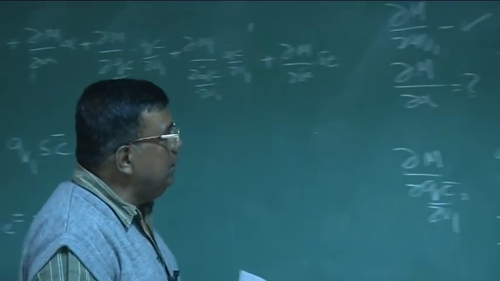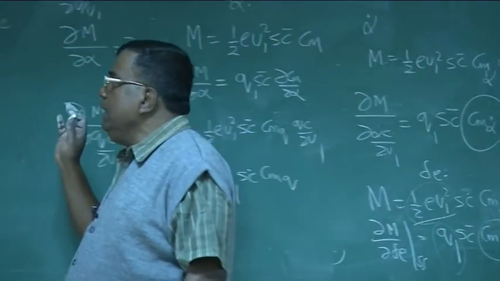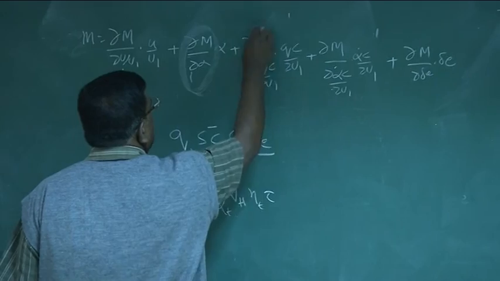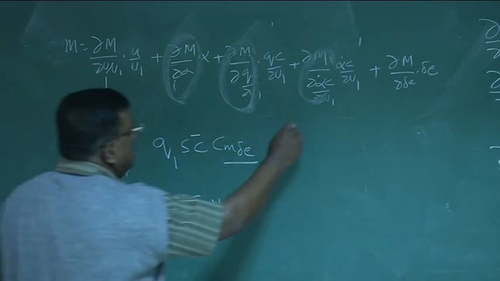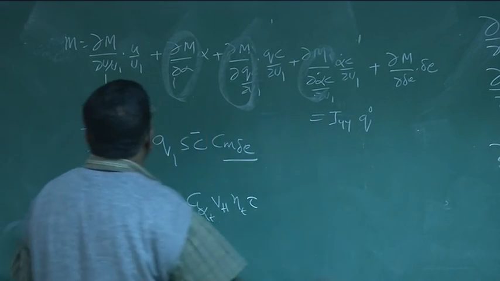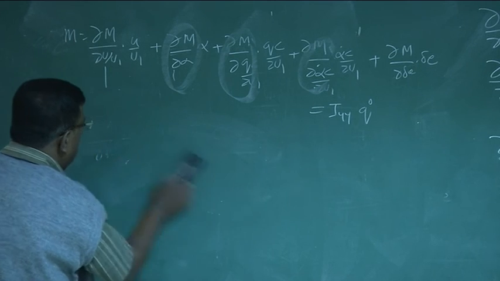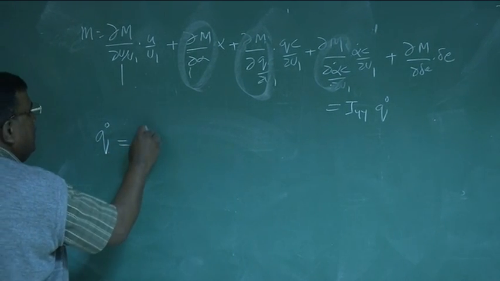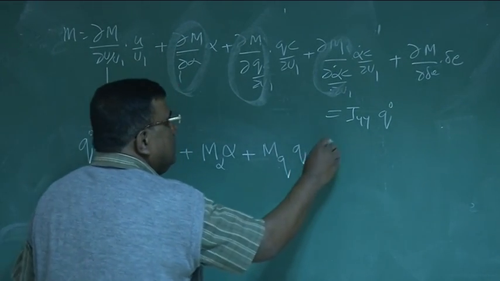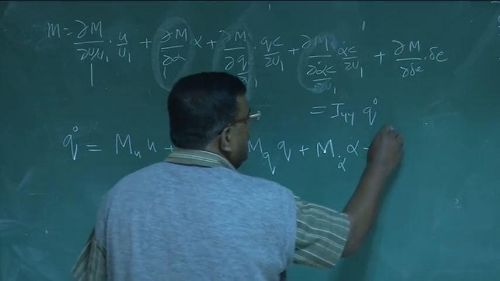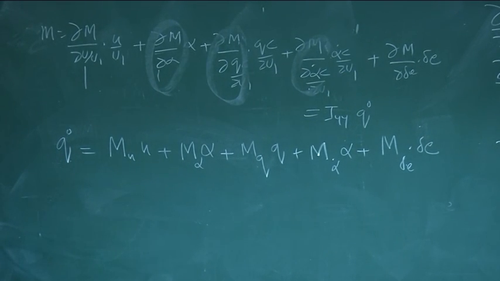So all these values, for example, for Cm alpha dot also I have shown you the expression. I can find Cm alpha dot, I can find Cmq. All the things I can find out. In a nutshell, all the expressions or values of these derivatives will be known. And once I know that, M equal to Iyy q dot. So I can easily write the equation in the form q dot equal to Mu into u plus M alpha into alpha plus Mq into q plus M alpha dot into alpha dot plus M delta e into delta e, like we have written for the x direction. For the z direction also we'll write like that.